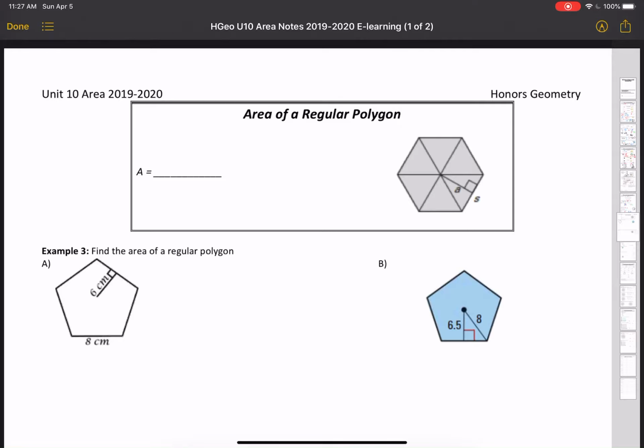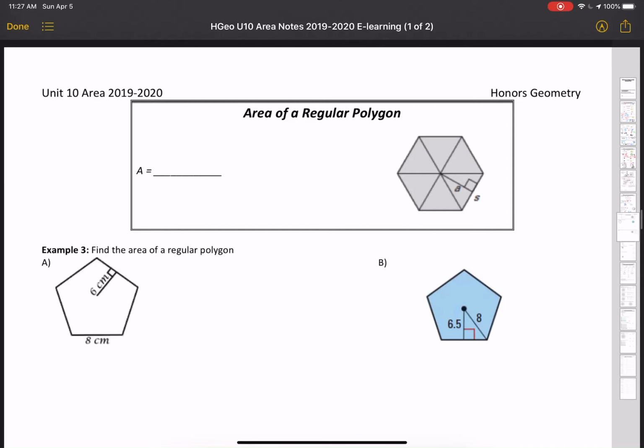Alrighty, so area of a regular polygon. How are we going to find this? Well, you'll notice that a regular polygon is divvied up into a certain amount of triangles. If I wanted to find the area of one of these triangles, remember area of a triangle is base times height divided by 2. So the height is the apothem, the base is a side length, and that's going to give me the area of one of these triangles.